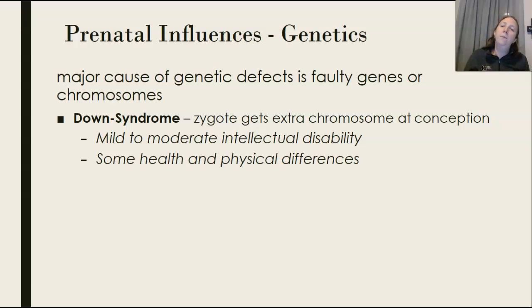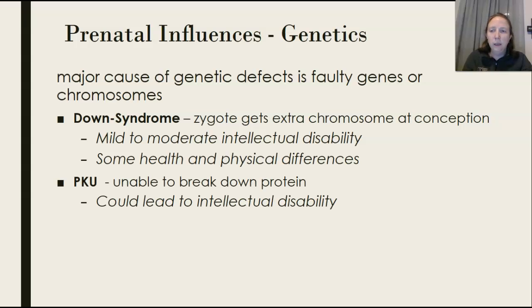That's okay. So Down syndrome is one example of a genetic defect, and it's a defect because a zygote has gotten an extra chromosome at conception. A person can certainly live a very fulfilling life. However, to have Down syndrome would entail also experiencing a mild to moderate intellectual disability and some health and physical differences, like some different types of facial features, or other health problems like heart, vision, and hearing issues. This is more common in babies born to women over 35 years old.